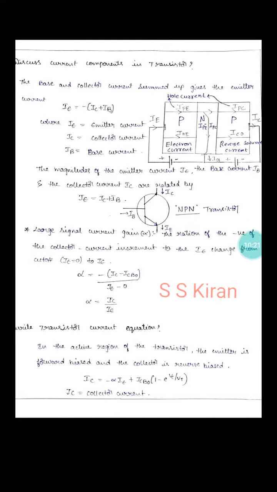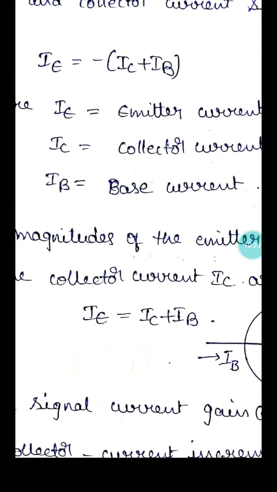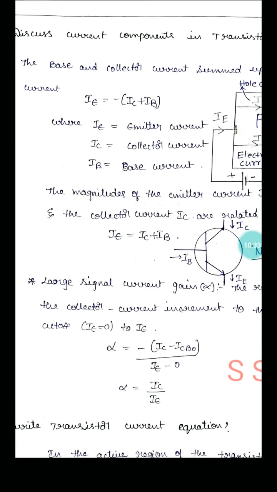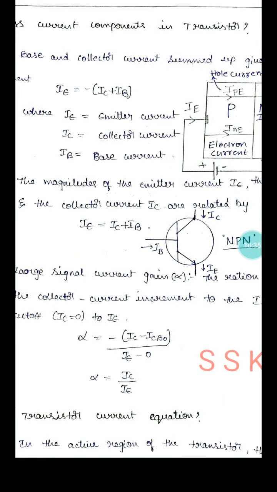Summed up, this gives the emitter current: IE is equal to minus IC plus IB. You know very well, IE is emitter current, IC is collector current, IB is base current. If it is considered as a magnitude, the negative is just removed. IE is equal to IC plus IB.